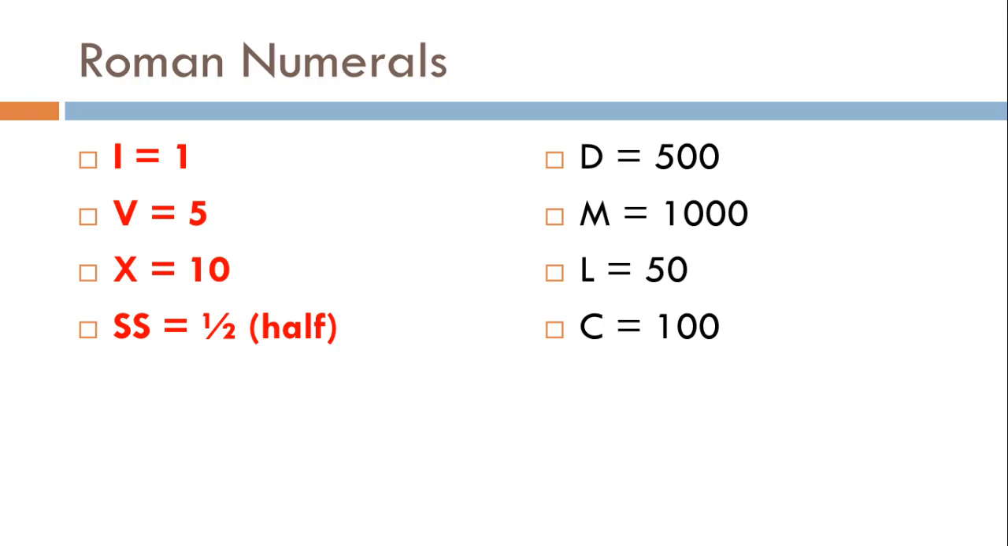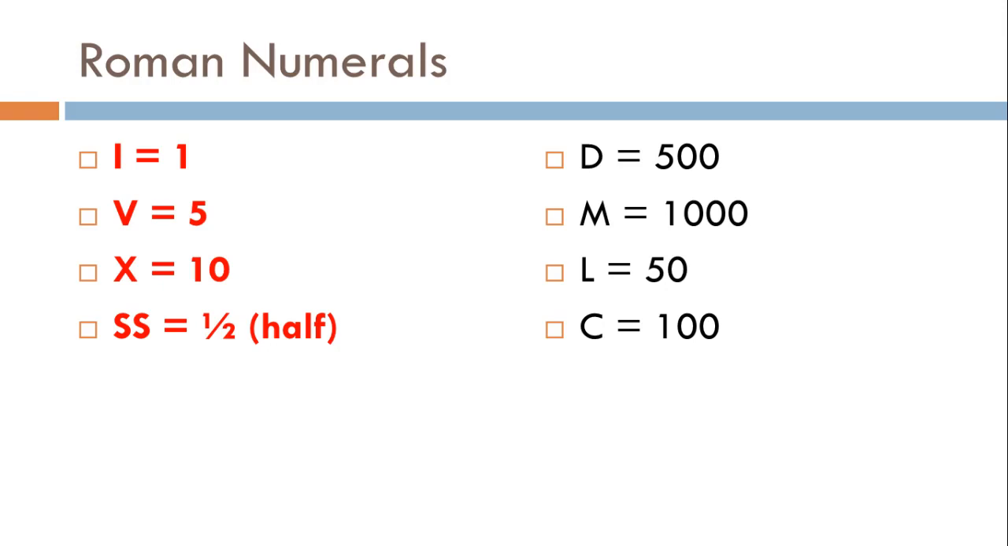X is 10. I skipped a few right there. You can do VI as 6, VII as 7, VIII as 8, and then IX. I told you 1 before 5 was 4. Now we can read 1 before X, 1 before 10, is 9. And then, of course, X is 10. SS should look familiar to you because we actually learned that earlier in the class when we were learning the pharmacy abbreviations. So SS is the Roman numeral for 1/2.